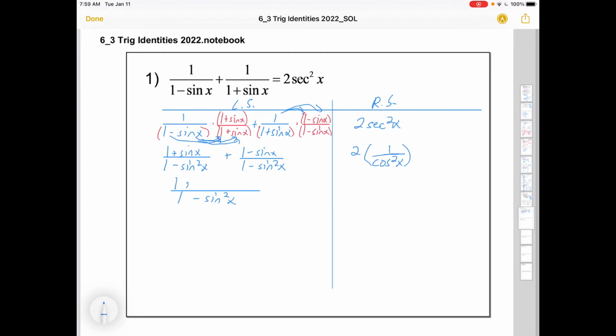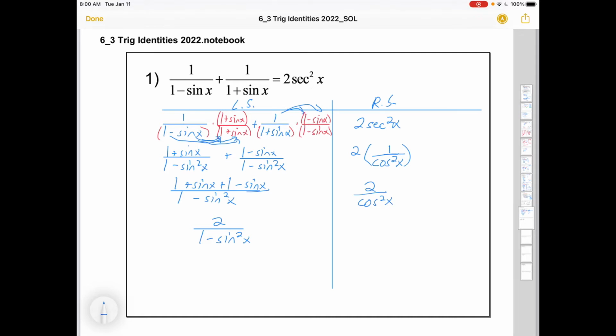So 1 plus sine x plus 1 minus sine x. Oh my gosh, so on top, that's really just 1 plus 1 makes 2. The sine x is added to 0. And I look like I'm really close here. On the right side, this is the same as just 2 over cos squared x.